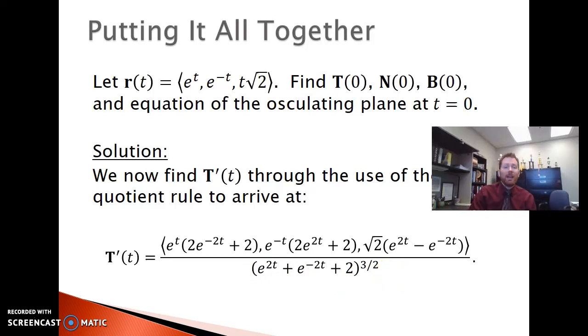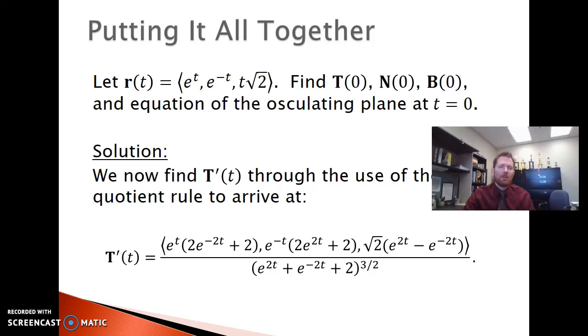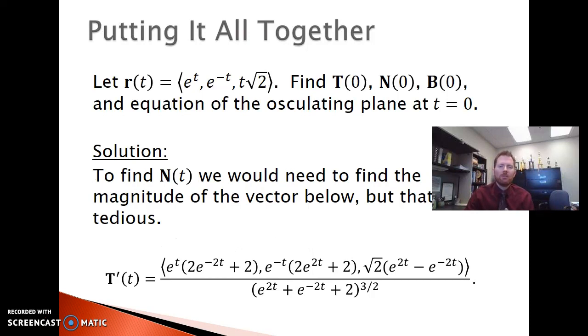Now, the next step would normally be to find the magnitude of T'(t), which, wow, that would take some intense algebra. But because we don't want to find the general expression N(t), we only care about N(0), we can actually go ahead and just plug in 0 to T'(t), and then find the specific magnitude of that one specific vector. So we will not be producing an N(t) function, we will go straight to N(0).